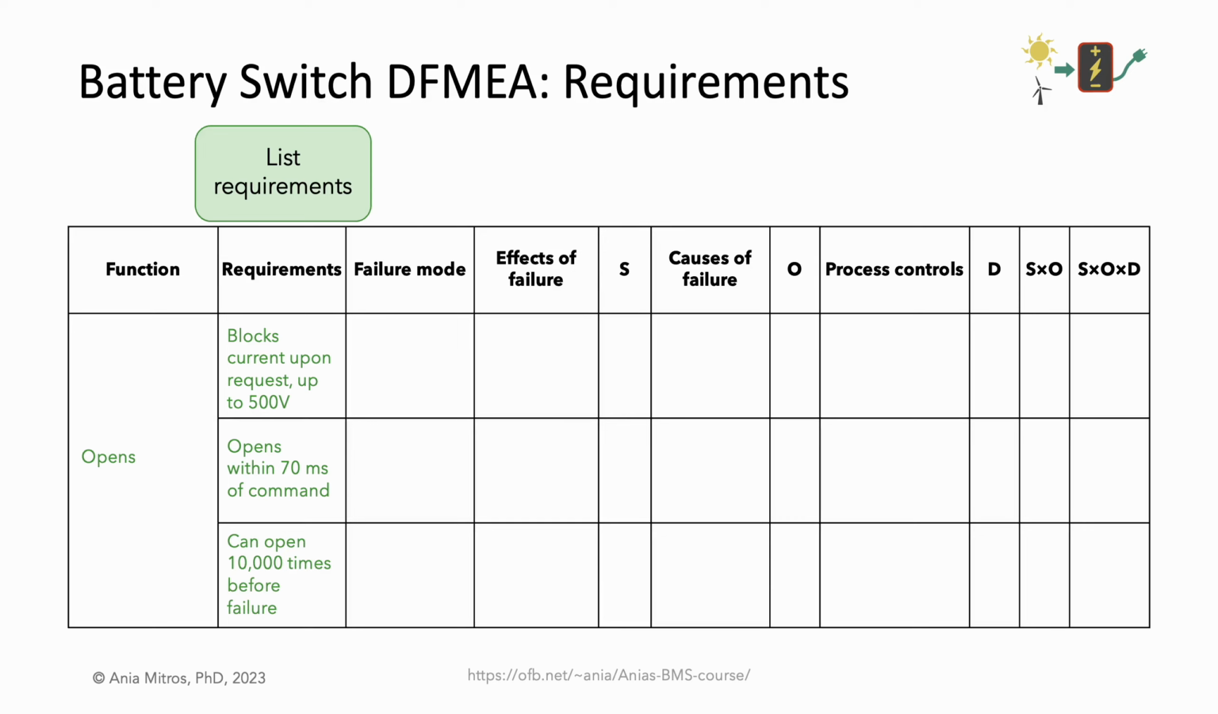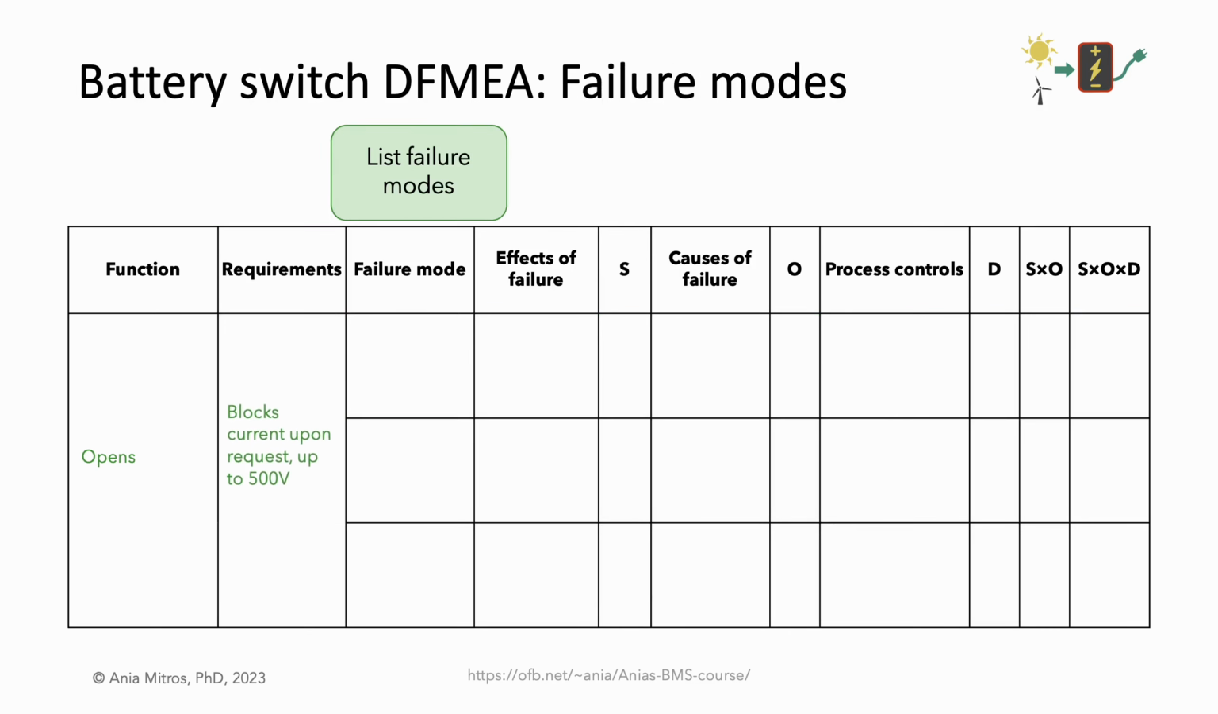For each of these, we next write out all the failure modes. Let's again zoom in on just one. For each requirement, write out the failure modes, or the ways in which this failure could occur. For a battery switch, a common concern with contactors is that they weld shut.